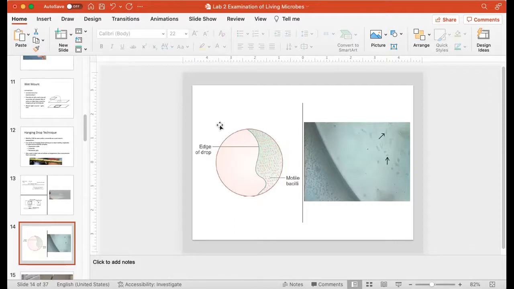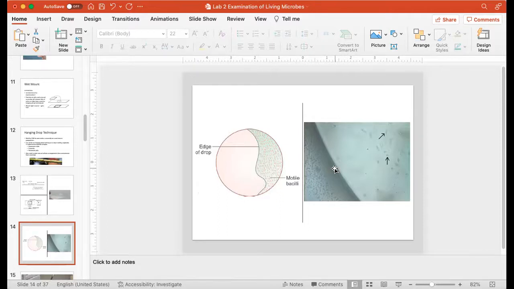So this circle right here represents what you're going to see under the microscope. This line that twists and turns is the edge of that drop. All the cells will be located between the edge of the drop here and the edge of your field of view. Most of the cells will be near the edge of the drop.